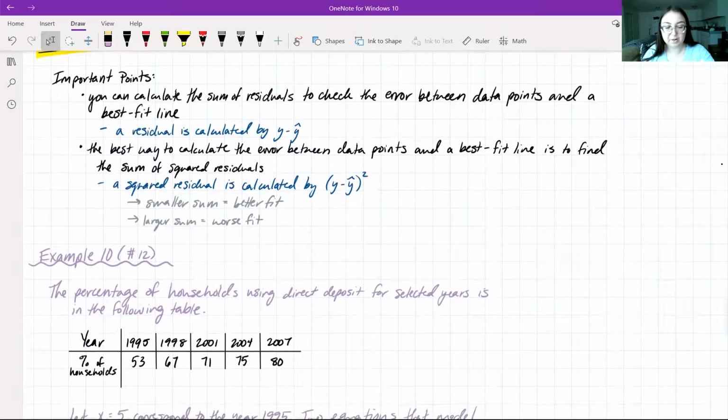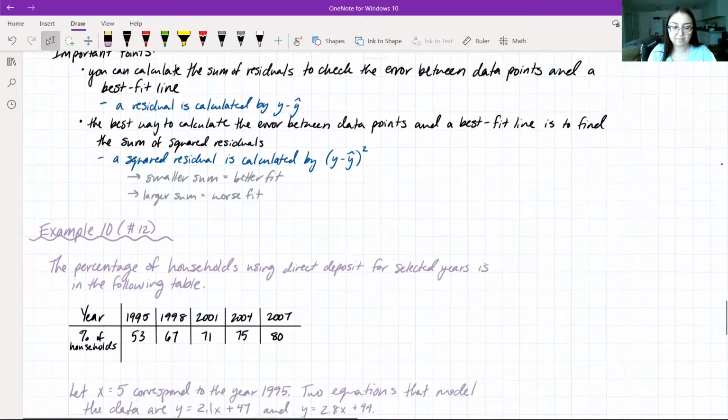So we know a squared residual is just calculated by y minus y hat squared. So it's the same thing that you had before, except now it's squared. And then you do this for each one of your residuals, and then you add up all your residuals at the end. So this also tells us that a smaller sum, after you've summed up your squared residuals, means a better fit, while a larger sum means a worse fit. So important to keep that in mind.